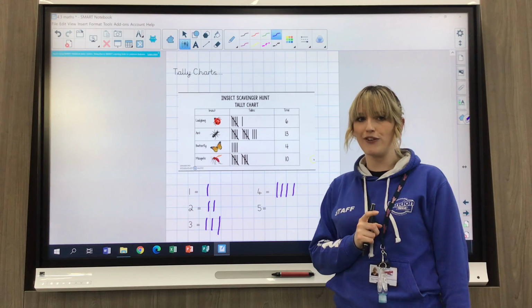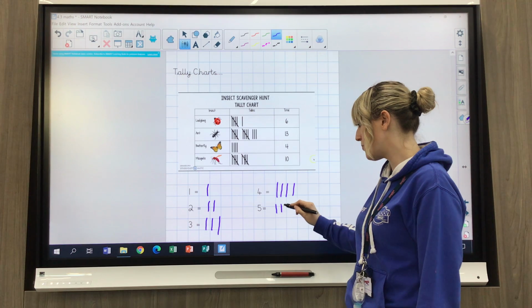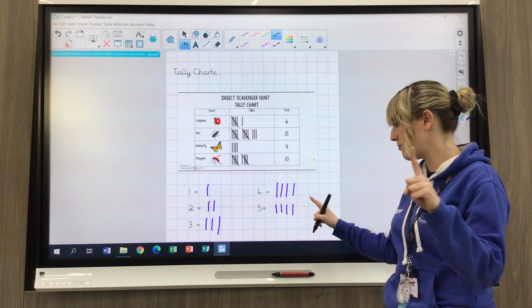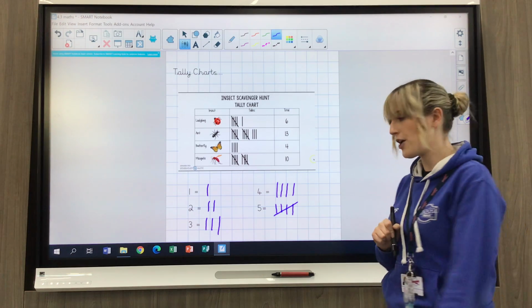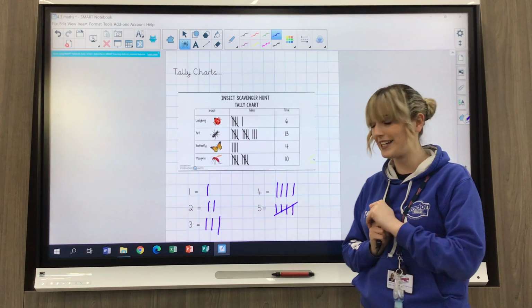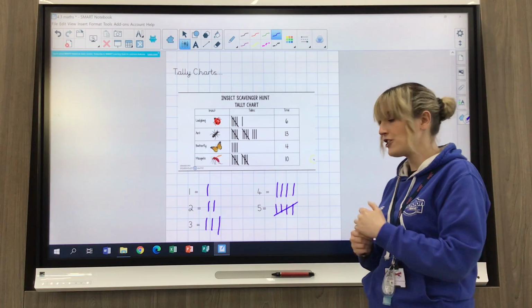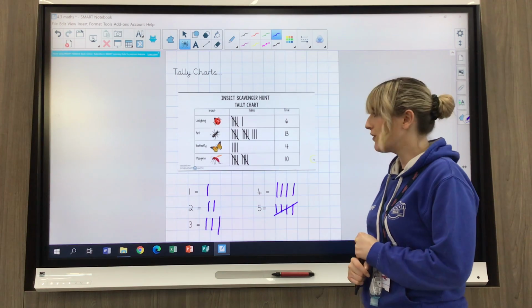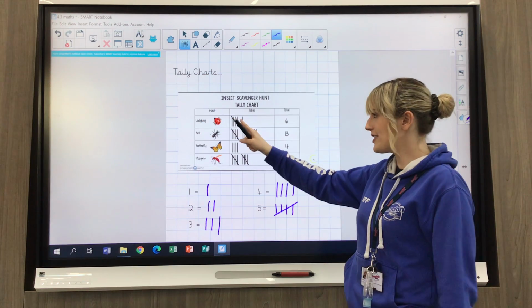When it gets to number 5, we group them together. So I'd go 1, 2, 3, 4, and rather than doing another straight line for number 5, I put a line through them, and that shows 5. Okay, so it looks a little bit like a farmyard gate. And straight away, I don't need to count 1, 2, 3, 4, 5. I know straight away by looking at that, that's 5. So it helps us to count more efficiently and more effectively and quicker. So if I was looking at Ladybug, I don't need to count those.